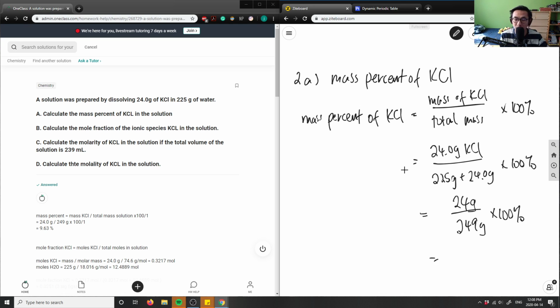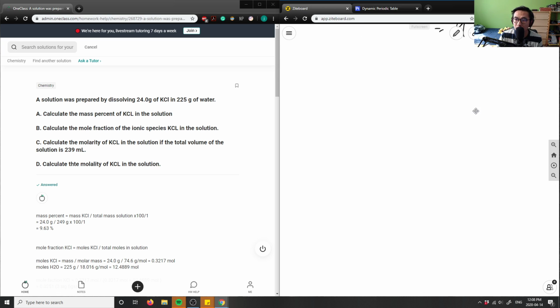And then I can simply plug it into my calculator. So 24 grams divided by 249 times 100 would give me a value of 9.64. I'm doing 3 significant digits, so 9.64% would be my mass percent of KCl. They did the exact same thing, mass percent equals mass of KCl to total mass times 100, which is good. And they did the exact same math here. You get 9.64. That's correct. Sweet.